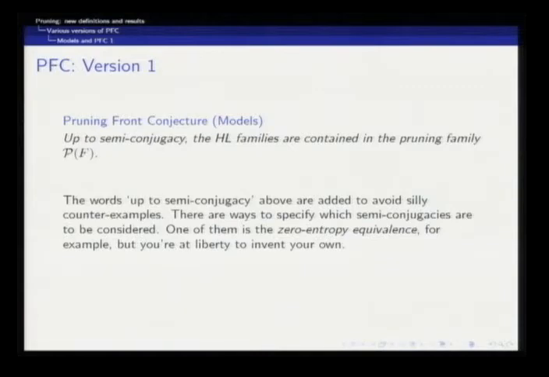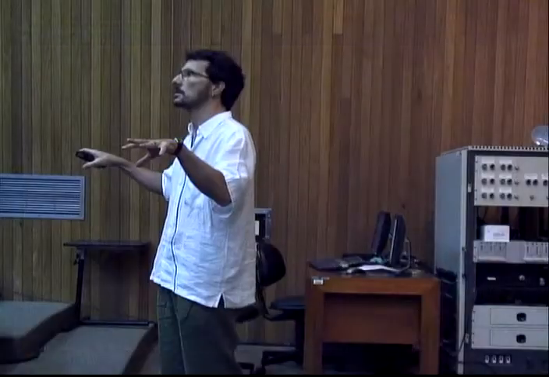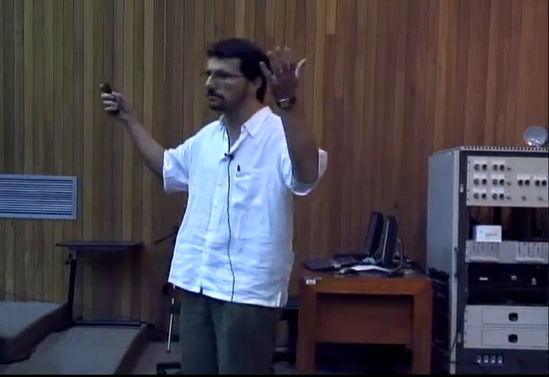And then these words up to semi-conjugacy are there to avoid some silly things that might happen, right? So you say up to semi-conjugacy, and then you can be more specific than that. You can specify what kind of semi-conjugacies you want. One of them is called a zero entropy semi-conjugacy, or zero entropy equivalence. Anyway, but you can construct your own. Okay? So when you say semi-conjugacy, which direction? In fact, you may have to do it in both directions.